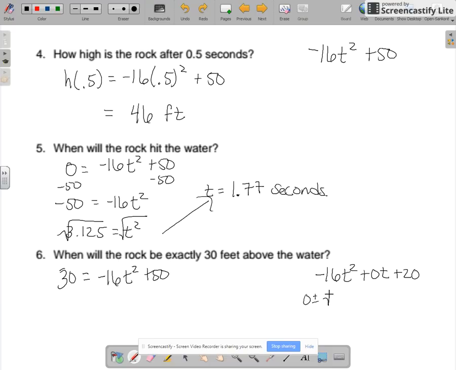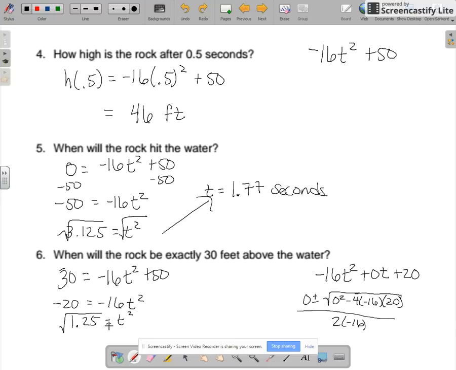So 0 plus or minus the square root of 0 squared minus 4 times negative 16 times 20 all over 2 times negative 16. So you can do that, or just solve for t squared here. So subtract 50 and we get negative 20 is equal to negative 16t squared. We divide by negative 16 and we get 1.25 is equal to t squared. Take the square root and we get t is equal to 1.12 seconds, which should be the same thing that you get when you solve by the quadratic formula.